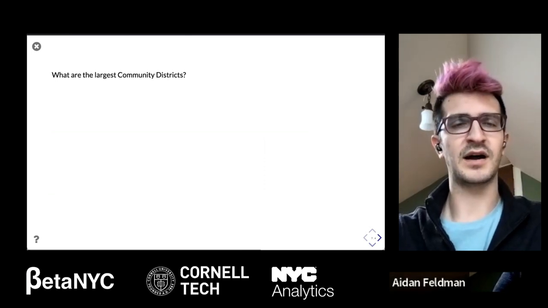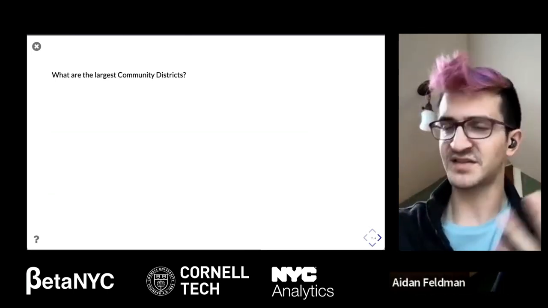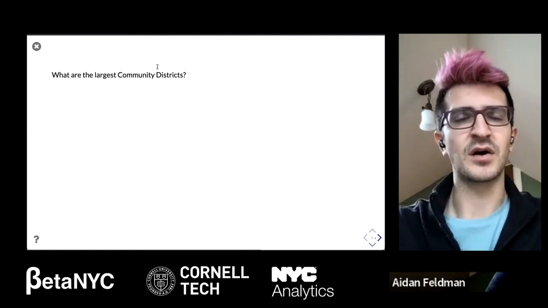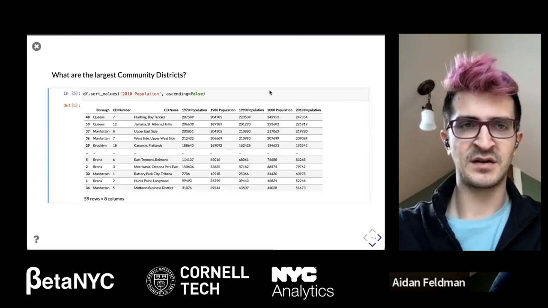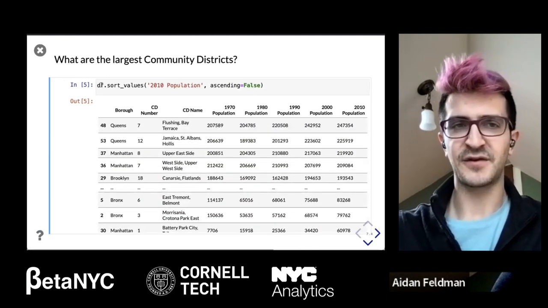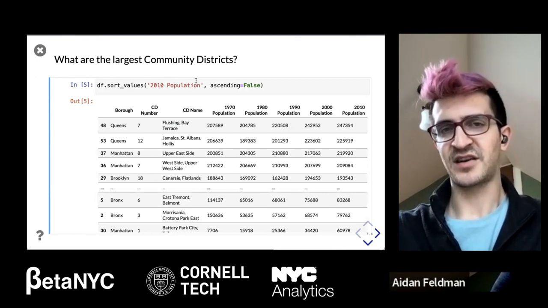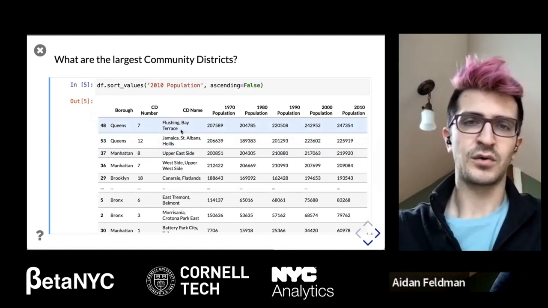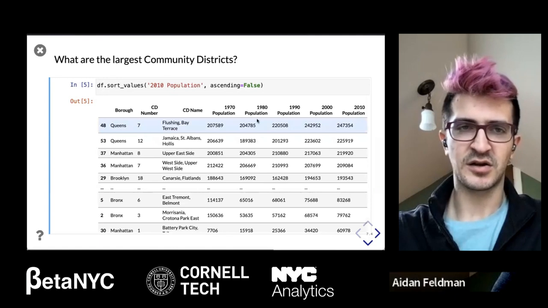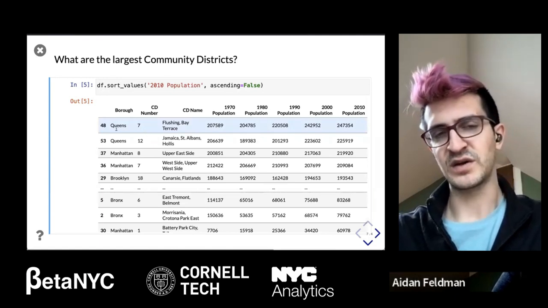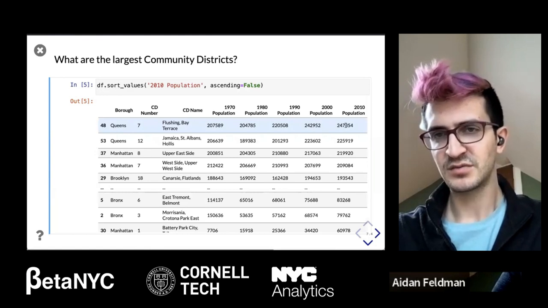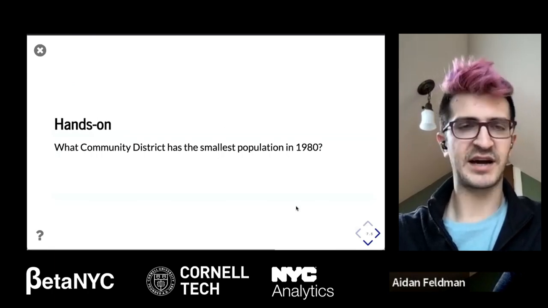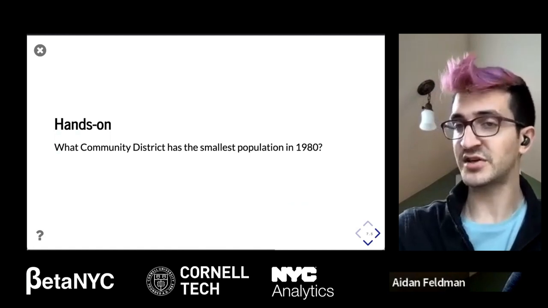So now that we have this data, let's do something with it. This is a small data set, so this isn't going to be as impressive, but you can imagine working with large data that maybe doesn't fit in a spreadsheet. So you might ask, what's the largest community district? Well, we're going to use a method on that data frame, sort_values, and we pass in a column name, and we say ascending=False, so we want the highest first. So in 2010, the largest population is Queens Community District 7, which is Flushing, and that had 247,000 people.